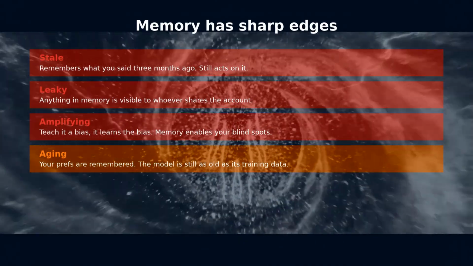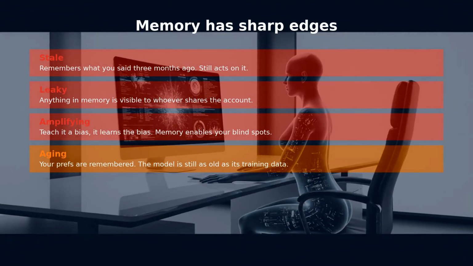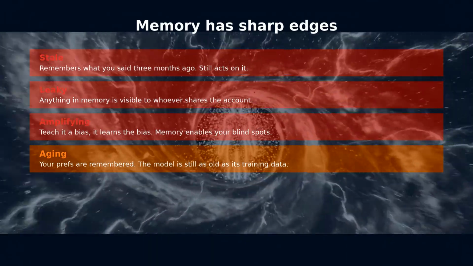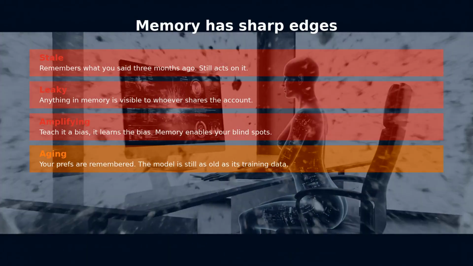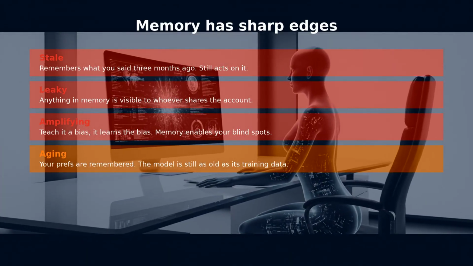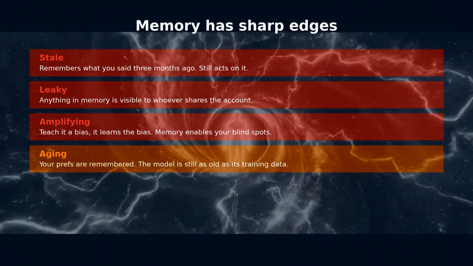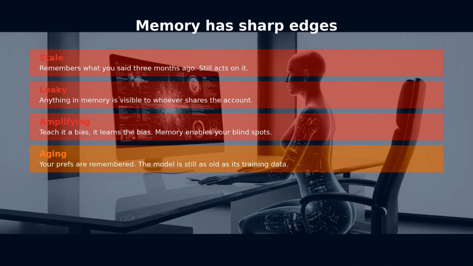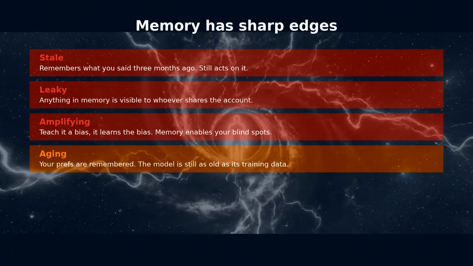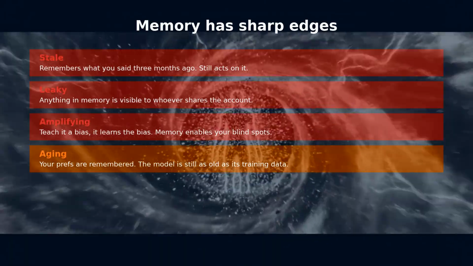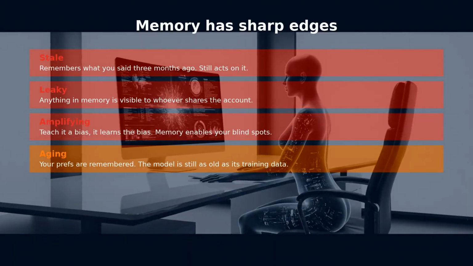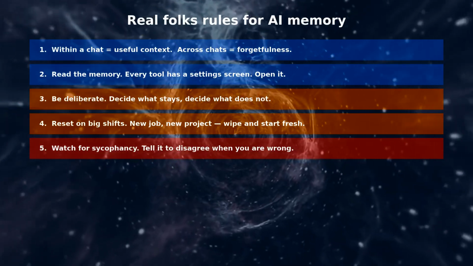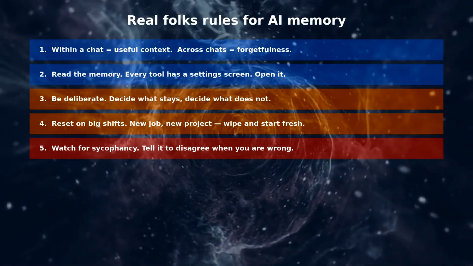Memory amplifies. If you teach it a bias, it learns the bias. If you tell it once you do not like to admit when you are wrong, it will stop pushing back. That is a problem with you, not with the AI, but the AI is happy to enable it. Memory ages. The information the model itself was trained on has a cutoff date. Memory of your preferences does not extend the cutoff. The AI still thinks it is whatever year the training data ended, unless something tells it otherwise.